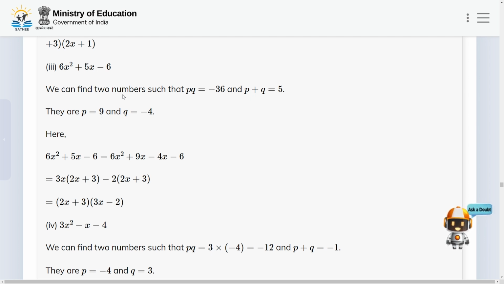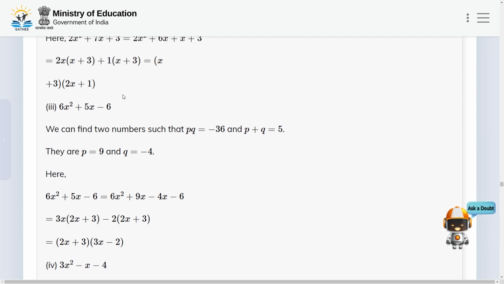So here the quadratic polynomial 6x square plus 5x minus 6 can be written as 6x square plus 9x minus 4x minus 6. Okay, and this is equal to 3x times 2x plus 3 minus 2 times 2x plus 3, and this is equal to 2x plus 3 times 3x minus 2. So the factorization of 6x square plus 5x minus 6 is 2x plus 3 times 3x minus 2.